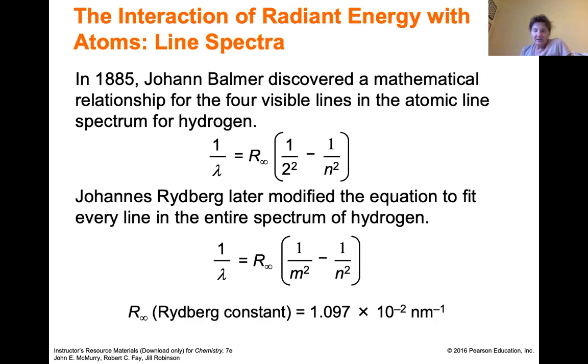So then Rydberg modified the equation to fit every line in the entire spectrum of hydrogen. And the difference here is that he replaced the 2 with an m, and we'll think about what that means. But that m is also an integer, just like the n is, and it's giving you the value of Rydberg's constant, which is also in your textbook.